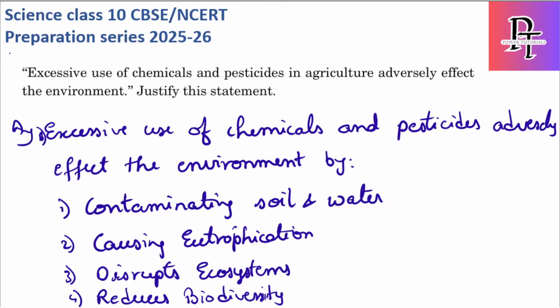This is the 26th question. These are again related to biology. I have written the answer, but I will explain those points. The 26th question is, excessive use of chemicals and pesticides in agriculture adversely affects the environment. Justify the statement. So what happens if excessive use of chemicals and pesticides is done?